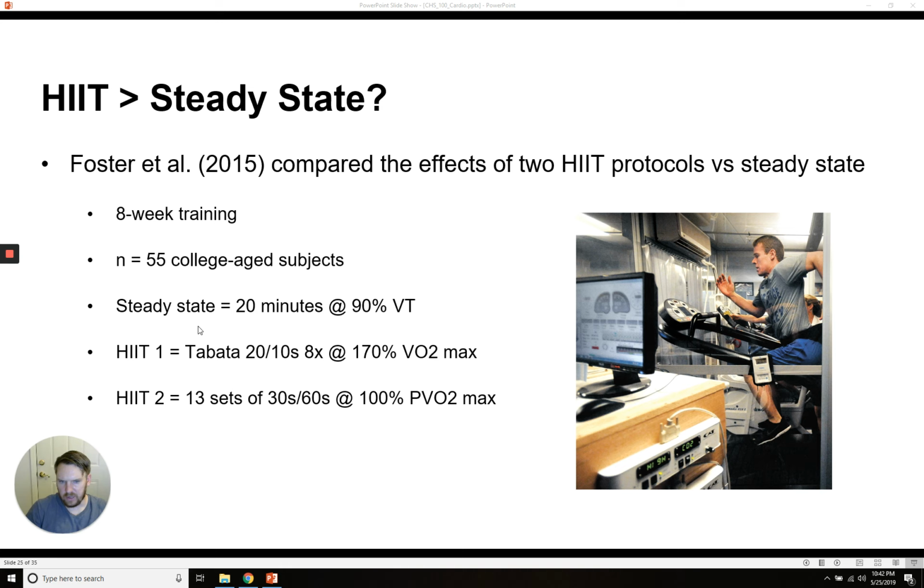The steady state group did 20 minutes at 90% of the ventilatory threshold. And then the first interval training group did a Tabata, which was a 20-10. They did 8 rounds, and this was at 170% of VO2 max. So this was like max intensity almost. High intensity training 2 did 13 sets of 30 seconds of work, 60-second rest at about 100% of VO2 max.